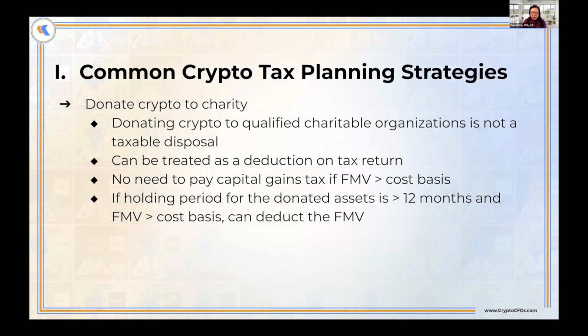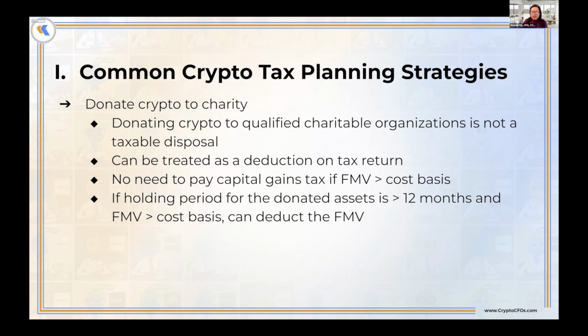If the fair market value of crypto at the time of your donation is higher than your cost basis in the crypto, you don't need to report any gain associated with your donation. In addition, if your holding period in the crypto is more than 12 months, you can deduct the fair market value of your crypto rather than your cost basis as a charitable contribution deduction on your tax return, if you are able to utilize the deduction.